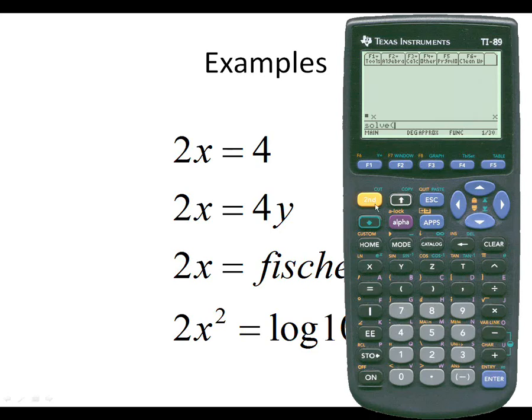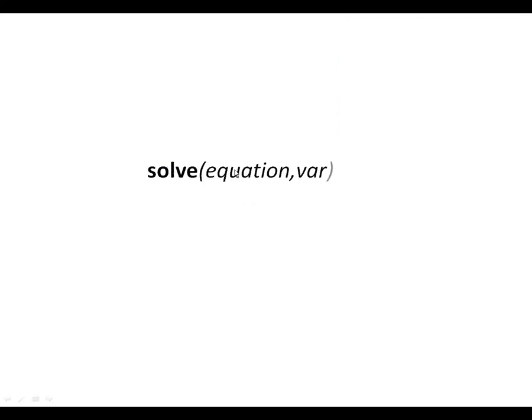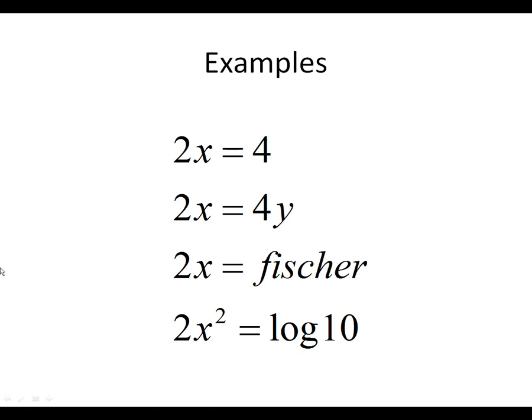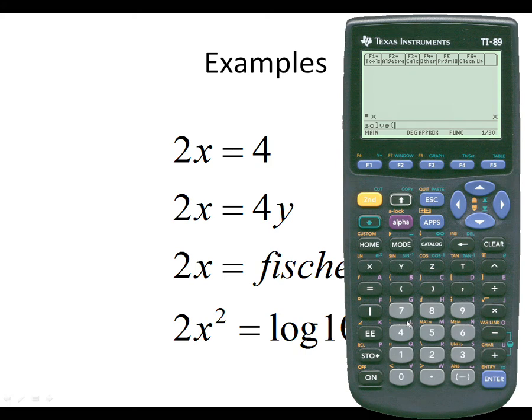So solve, and you just, again, put in the equation, comma, the variable. It's pretty simple. The equation is 2x equals, and the equals is nice and handy, it's a regular key, 4, and then you put in your comma, and then the variable you want to solve for, in this case x, close your parentheses and push enter. That tells us x equals 2. Beautiful. I'm sure you like it already.